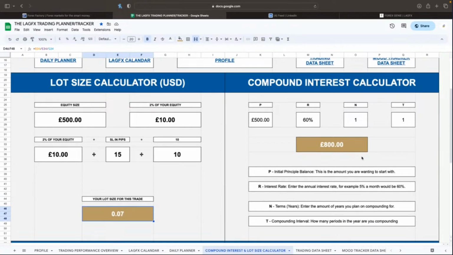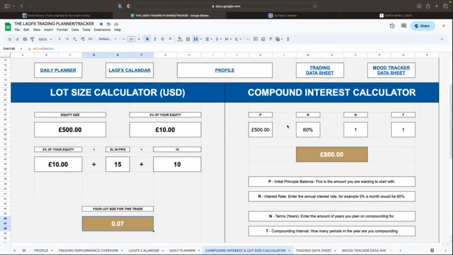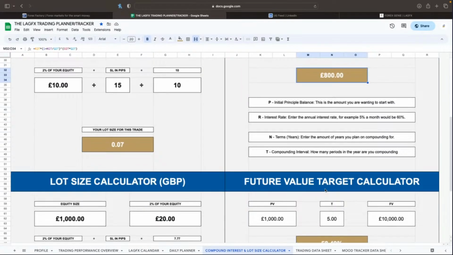Now, let's say that you want to decipher how much you could make over the course of the year, for example. So you would enter the amount of years you plan on compounding for in this field. Here, how many periods in the year are you compounding? So we've just compounded once, so it'll just be a case of doing it at one time. And then how much are we compounding by? 60% of 500 is 300. That gives us the right result, essentially.